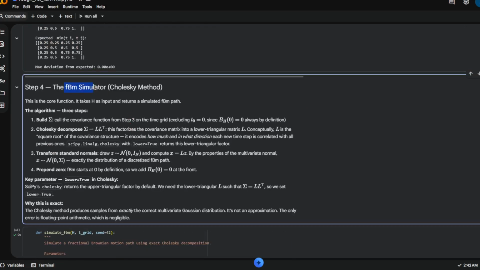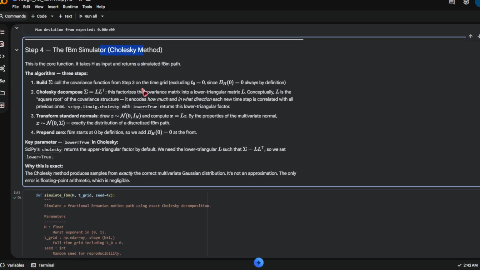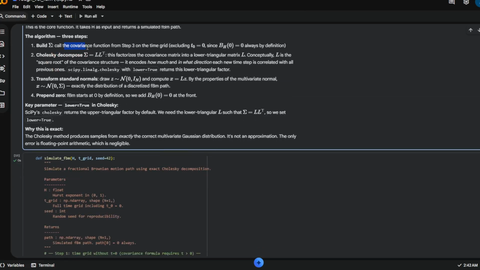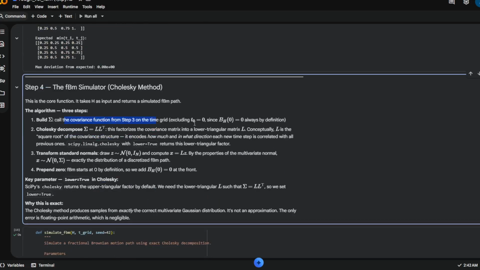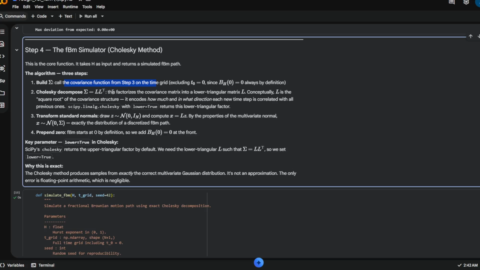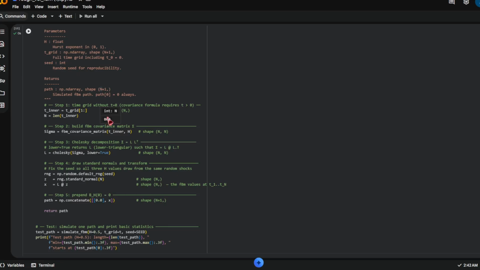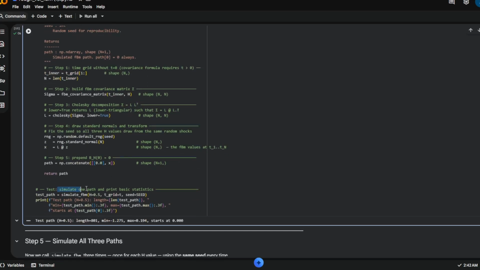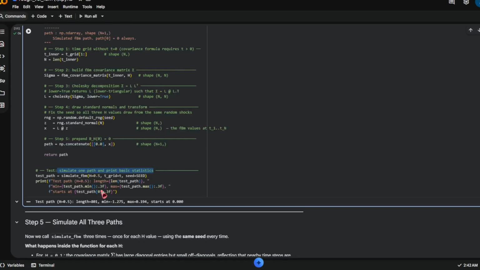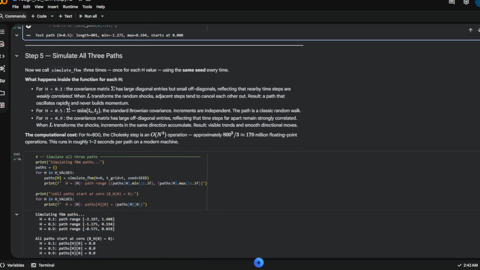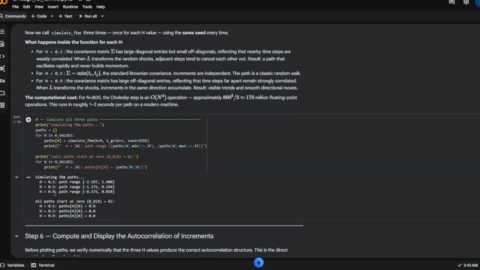Next, we will build the fBm simulator under the Cholesky method. So we will build the sigma, the covariance from this step, on the time grid, and then decompose it, transform to standard normal, and then prepend the zeros because the fBm starts at 0 by definition. We are going to do that and make a simple test to simulate one path and print the basic statistics, and then we'll simulate the three paths in the case of 0.1, 0.5, and 0.9.